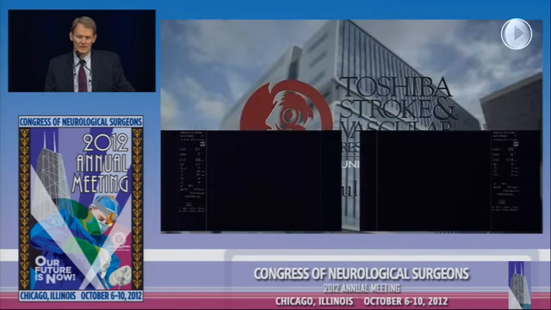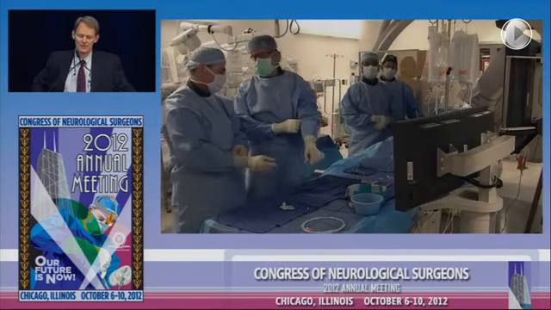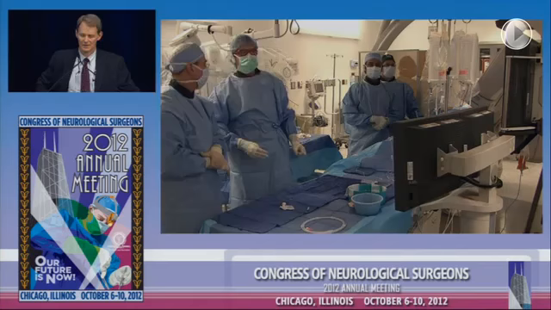So I think it's a great example of how the technological advance that's occurred in this area has made a big difference in the way we manage these patients. Imagine what we would have had to do for this patient surgically. It would have been a tour de force to get that aneurysm taken care of. This makes it a whole lot easier.